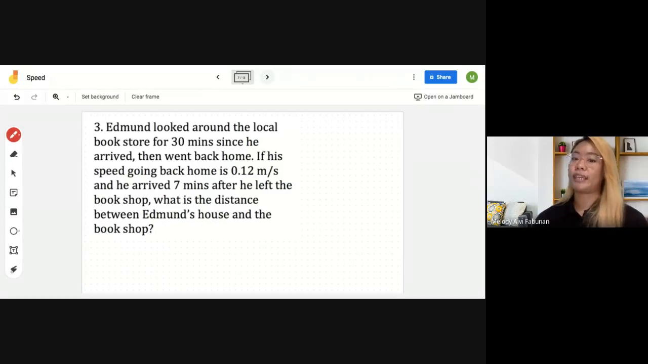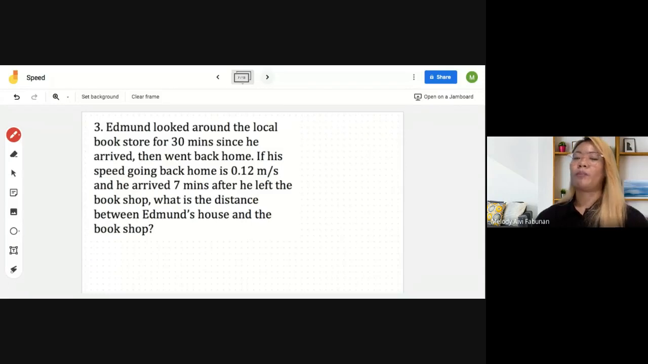So basically, mas mabilis doon sa kanyang earlier speed. And napagalitan na siya ni Mama, siguro gabi na, papagalitan na siya ng magulang niya. So he arrived 7 minutes after he left the bookshop. So mas mabilis nga yung kanyang time it took.